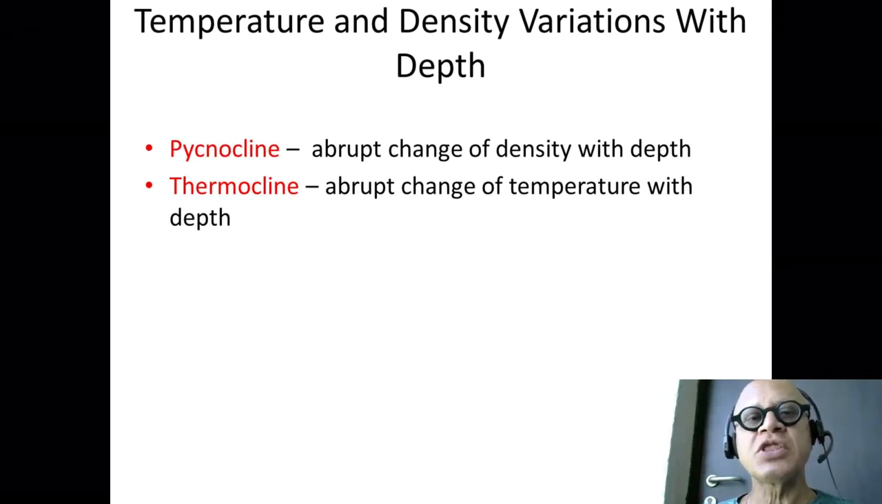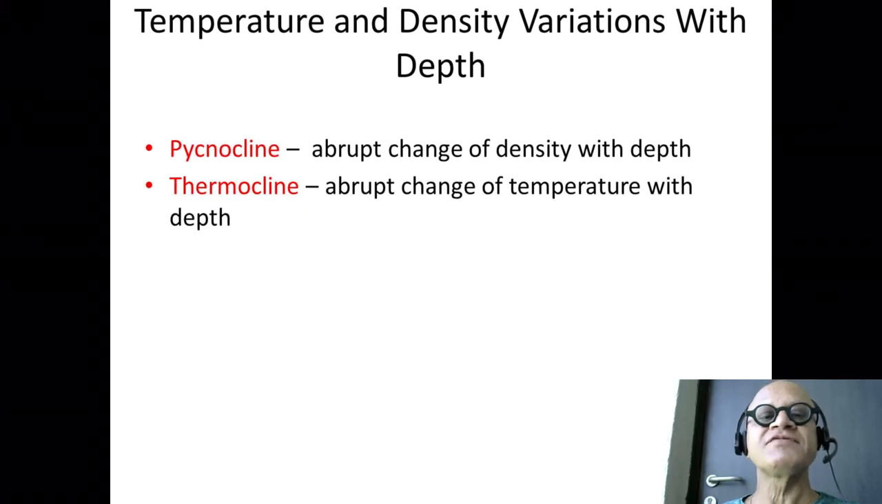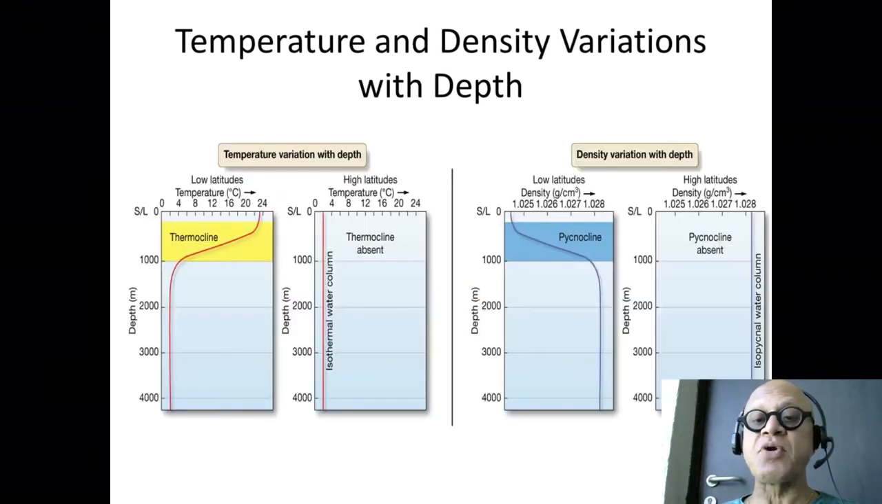Nonetheless, continuing with the temperature and density variations in the ocean, we talked about the halocline, where there is a sharp gradient in salinity below the surface. Similarly, you have something called a pycnocline, which is a sharp gradient in density change, and you have a thermocline, where the temperature has an abrupt drop from the surface to the depth.